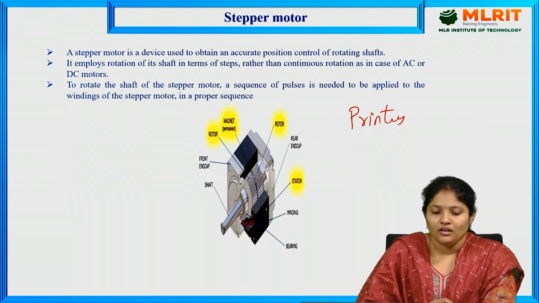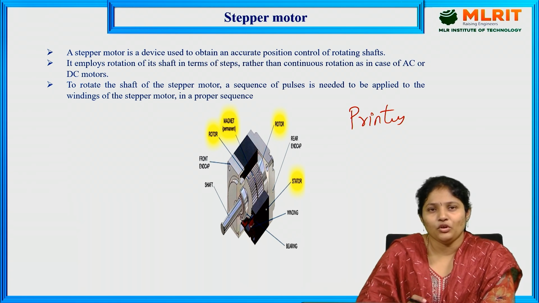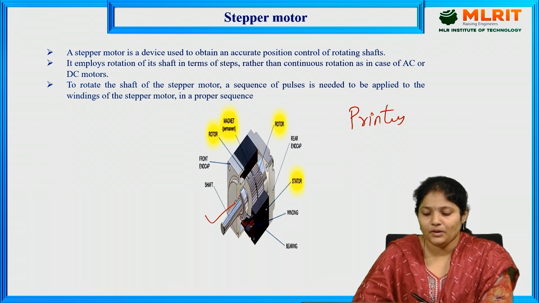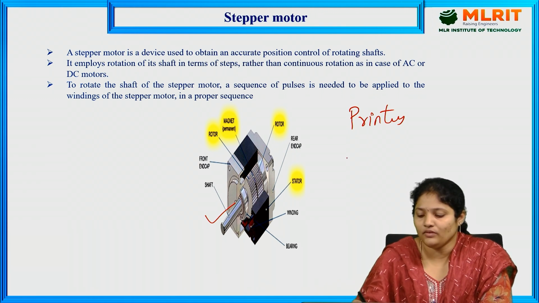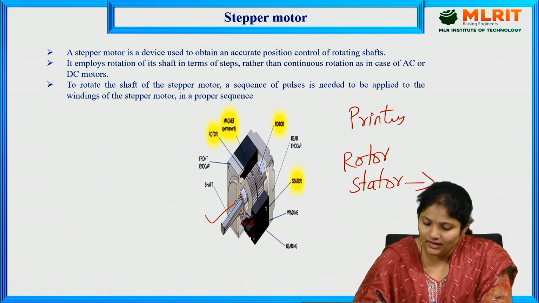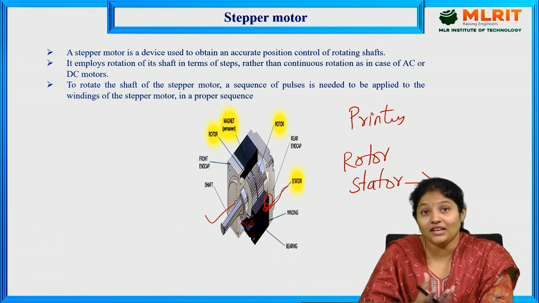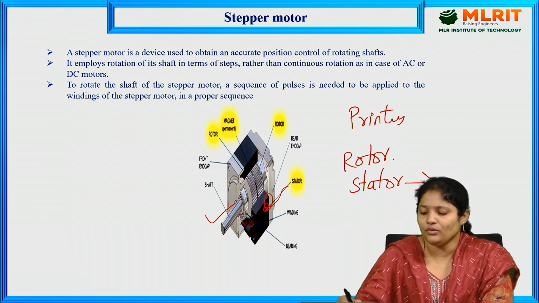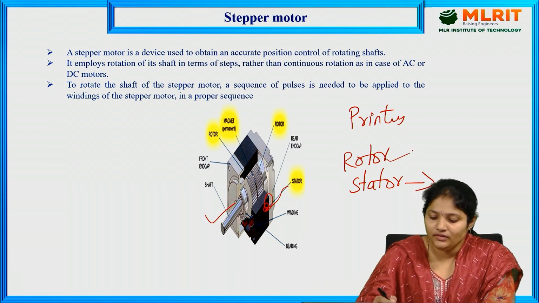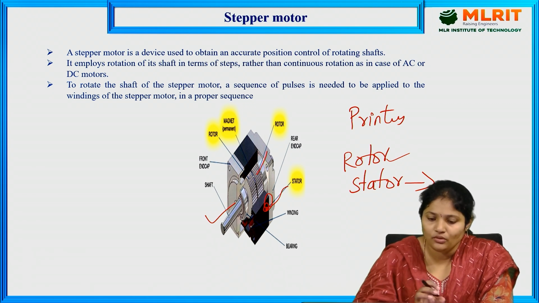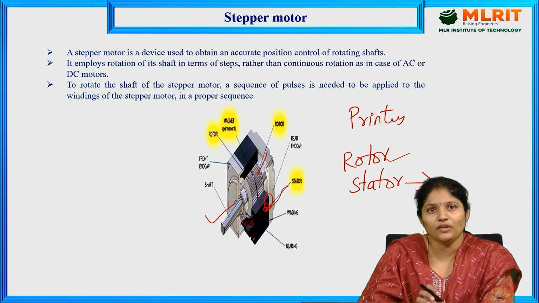And how does this stepper motor work? This is the physical view of the stepper motor. Here there are two things, one is the rotor and another one is the stator. The stator is the stationary part, which will be like this. It doesn't move, and the rotor is the rotating part. When this rotor rotates, it will rotate with the exact step position. So that's why we are naming it a stepper motor.